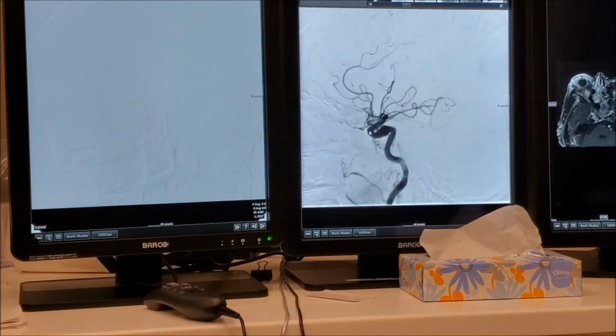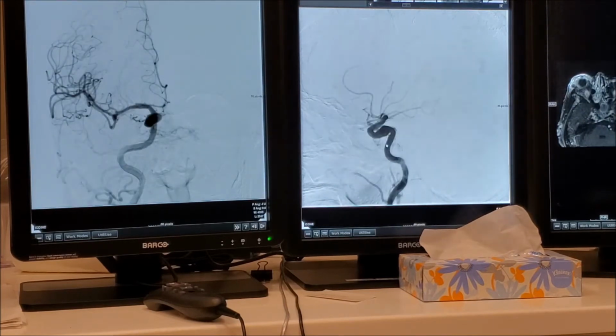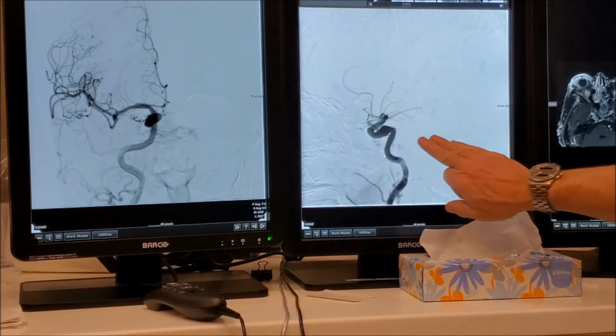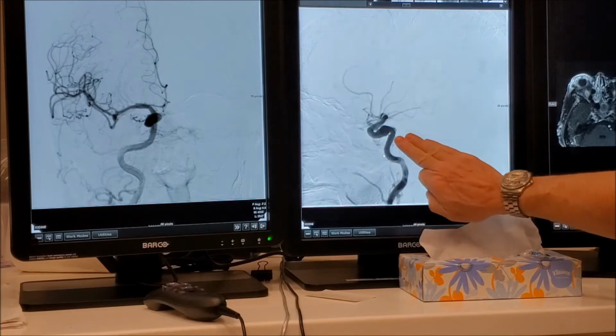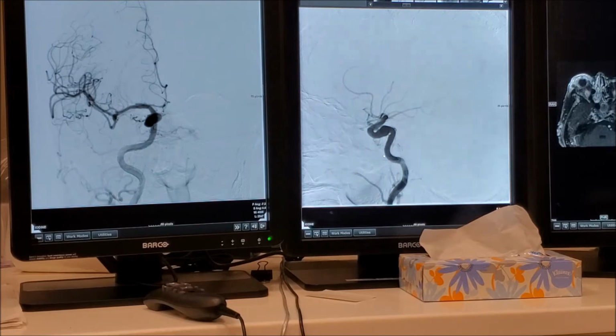What's the natural collateral to this territory? In other words, what's going to be your next injection? By the way, here's something else too. We're going to get back to that. What is the natural collateral circulation of the cavernous segment of the internal carotid? It would be ECA branches, the external carotid artery. Which one specifically? Back here is the ascending pharyngeal. Down here is the internal maxillary, the big one.